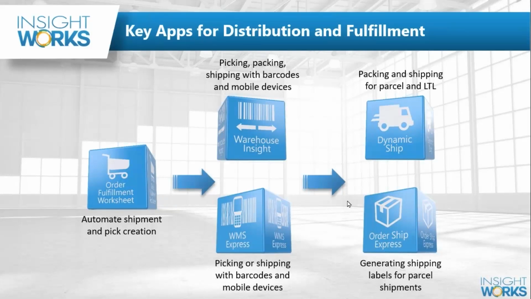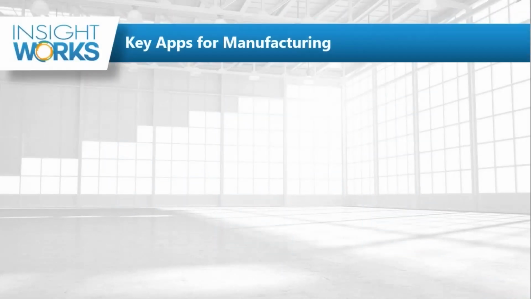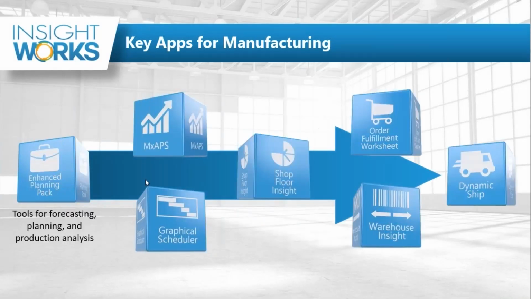Now, the manufacturing side has some of these requirements as well, because if you build something, you've got to get it out the door. But there's a lot more we have to do if we're doing manufacturing as well. So on the manufacturing side, we've got a few key applications there as well. So here, when we start with it, we've got the Enhanced Planning Pack.